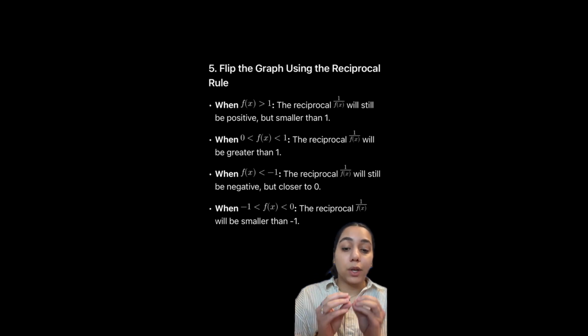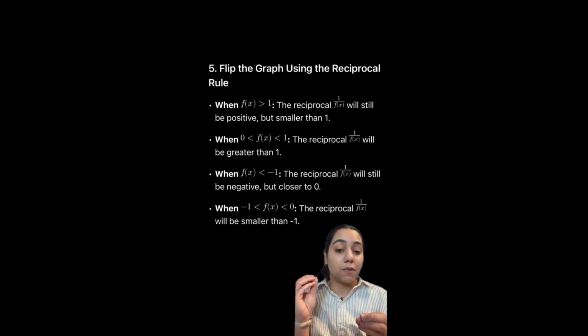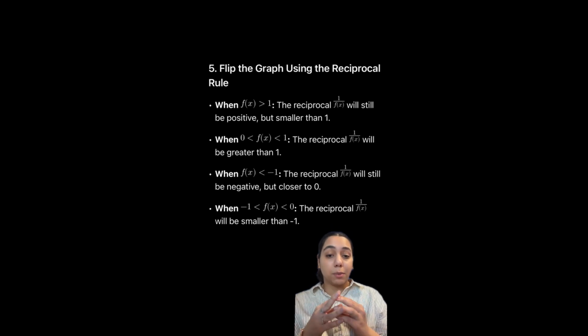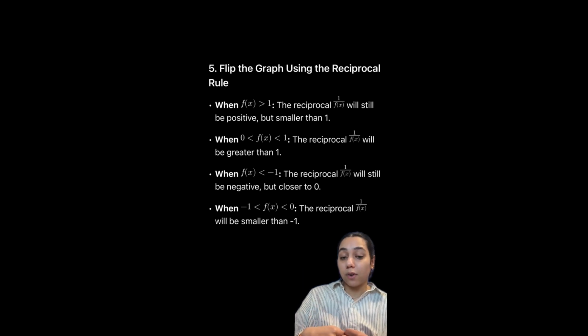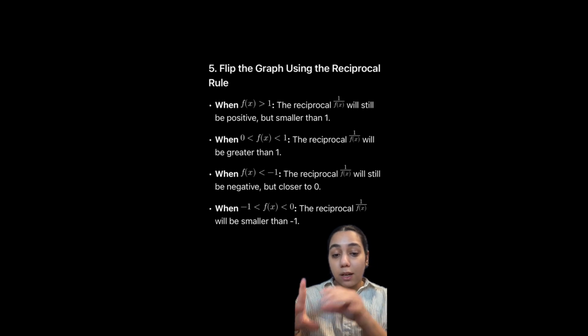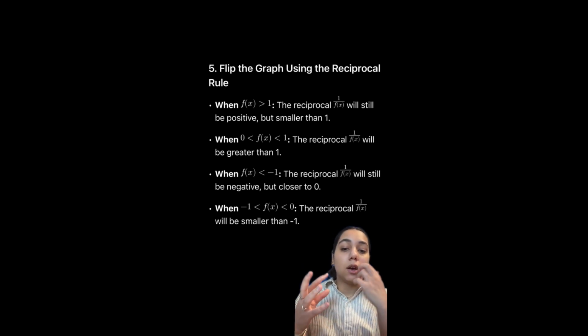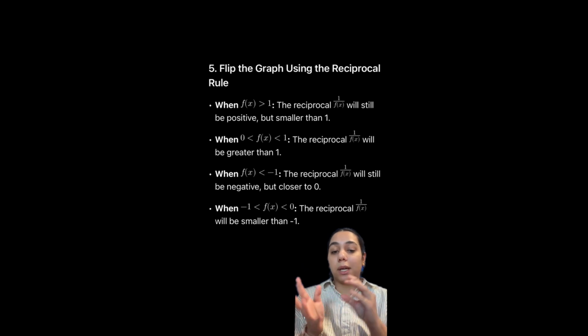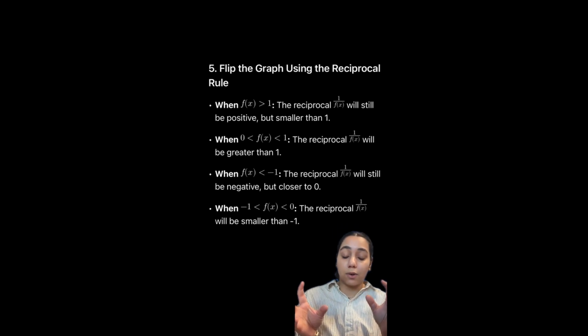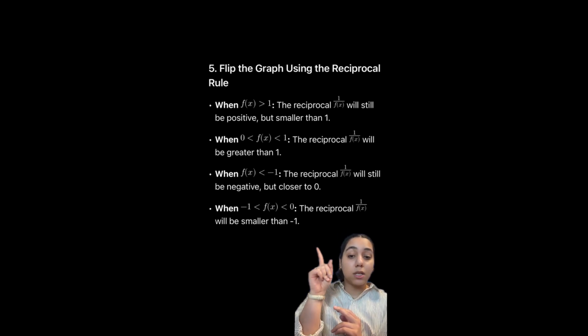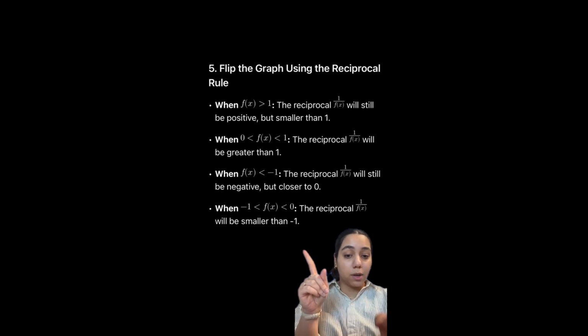When your f of x, your original function, is between 0 and 1, the reciprocal will be positive and greater than 1. When your original function is less than -1, the reciprocal function will be negative, because the f of x values are negative, but 1 divided by a negative number will be negative but small, a little bit greater than -1 and closer to 0. And when your f of x is between -1 and 0, the reciprocal function will be smaller than -1. Take a screenshot of this and review this rule because it's really important.